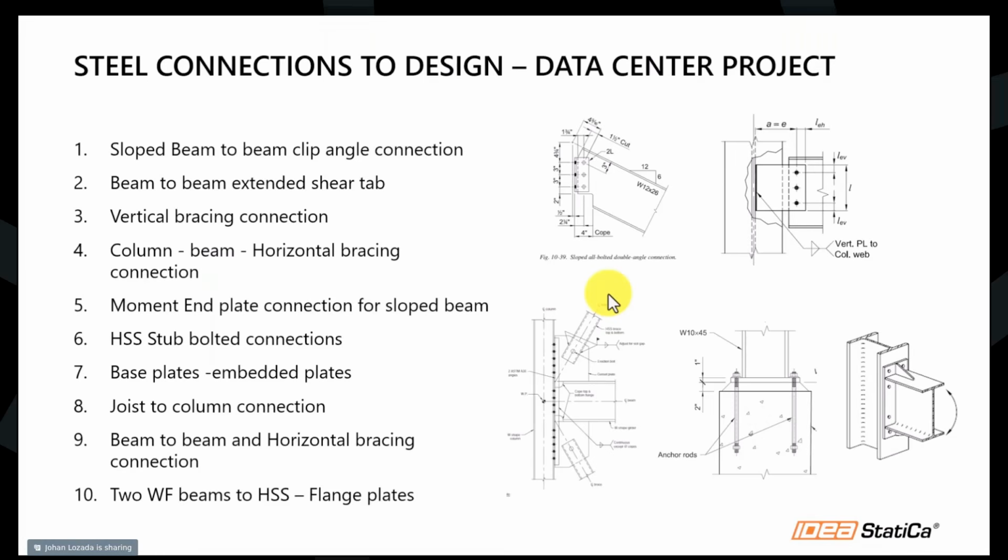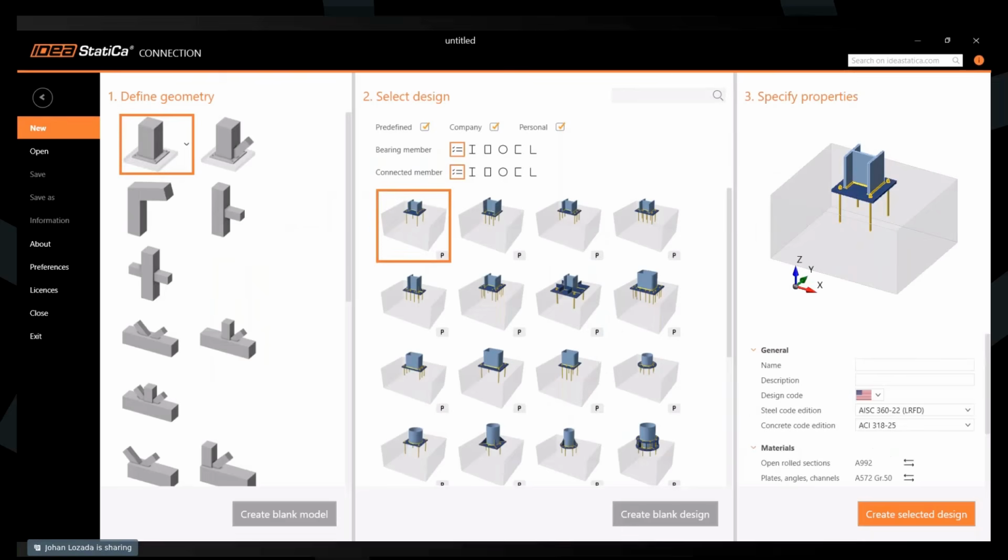Now, let's review the process from beginning to deliverables for a data center steel connection design project. We'll start by adding all the necessary connections for the project. Let's say I need to design the following set of connections. Once I have my required connections in this list, I'll go ahead and look for them in the existing database that I created and pull them into the file.